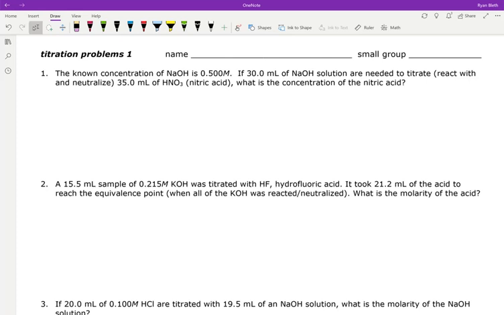We need to know if the acid to base ratio is 1-to-1 or 2-to-1 or 3-to-1 or what the ratio is, because that's going to come into play as we do the calculations, the stoichiometry, for the base and an acid in a titration problem. So we've got to have an equation to show the acid and the base reacting with each other.